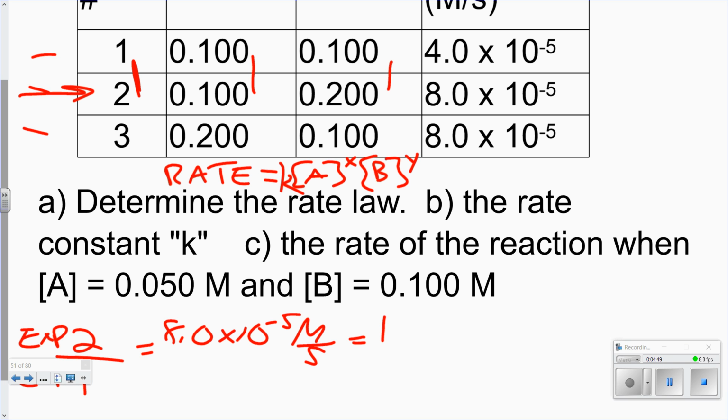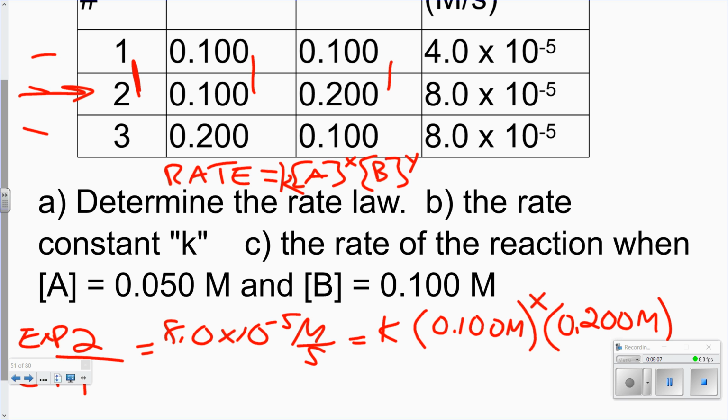This is equal to K, which we don't know yet, times the concentration of reactant A raised to the X power times the concentration of reactant B. I'm sorry, I said experiment 2. No, we're right.